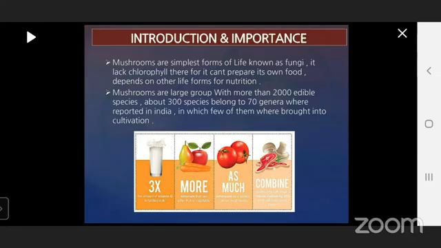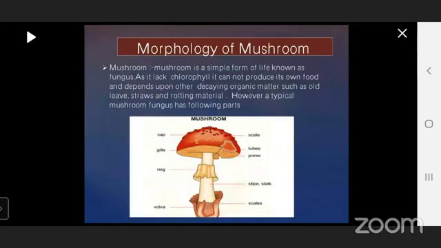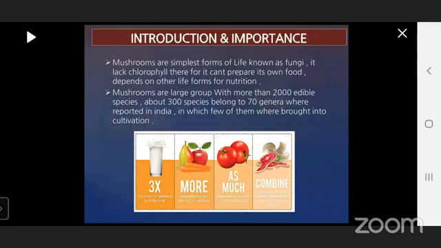Mushroom is without chlorophyll, meaning achlorophyllous, and it cannot synthesize its own food because it lacks chlorophyll. And in the mushroom, there are very nutrient rich proteins and vitamins, basically vitamin D is present in the mushroom. So it's very beneficial for our health. It can overcome different diseases or deficiencies in human bodies by fulfilling their nutrition.